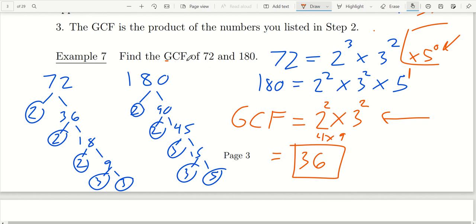So to find the GCF, this is the process. You take your numbers, you write out the prime factorization of each, you then look at all of the different primes that appear, and you choose the smallest power of each prime that's common to both lists.